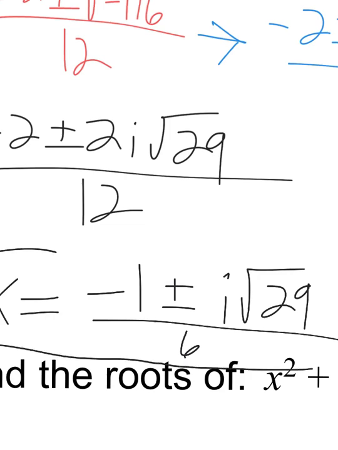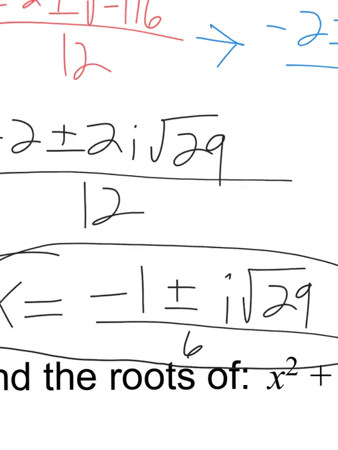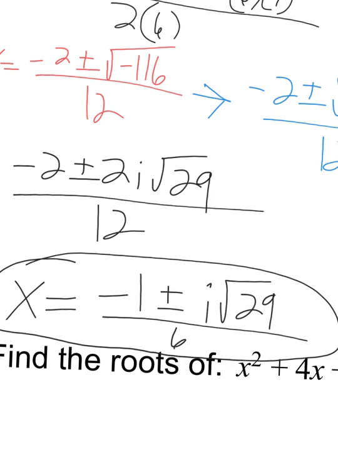All right. Again, I got the negative 1 over 6 from doing negative 2 over 12, negative 1 over 6. And 2i divided by 12, that would be like 1i over 6 if you were to cut it down. Okay? So that's number 11.